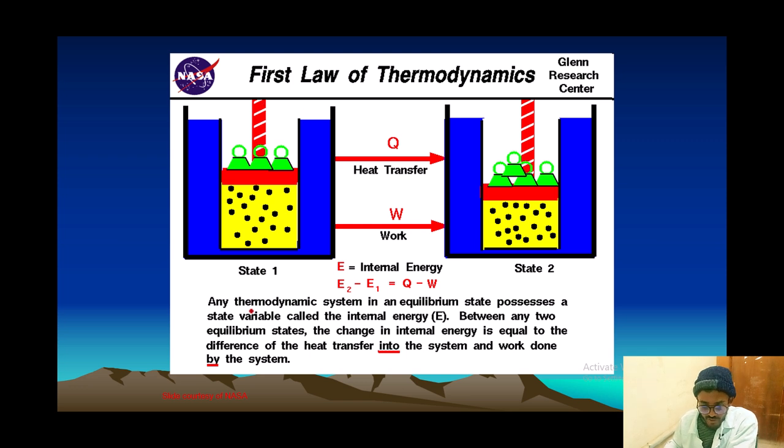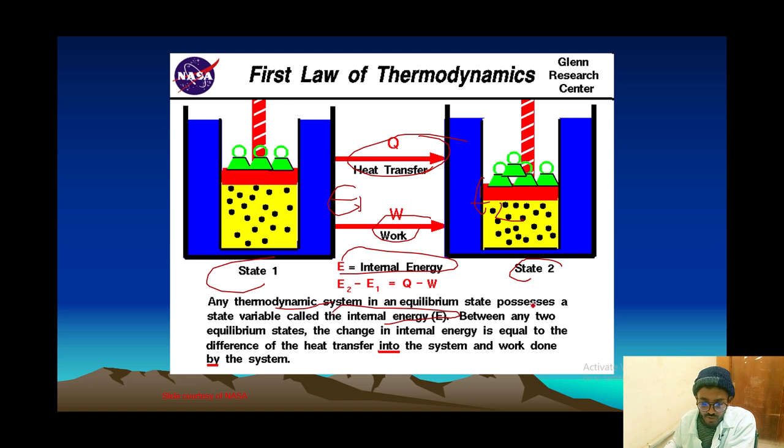So let's say we have state 1 and we have state 2. There's heat transfer here and there is work done. We have the internal energy, this one is E2 and this one is E1. So the point is, any thermodynamic system in an equilibrium state possesses a state variable called internal energy, right?